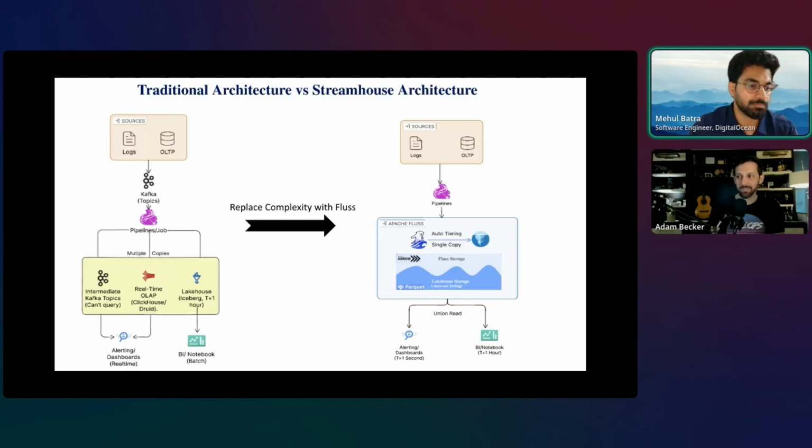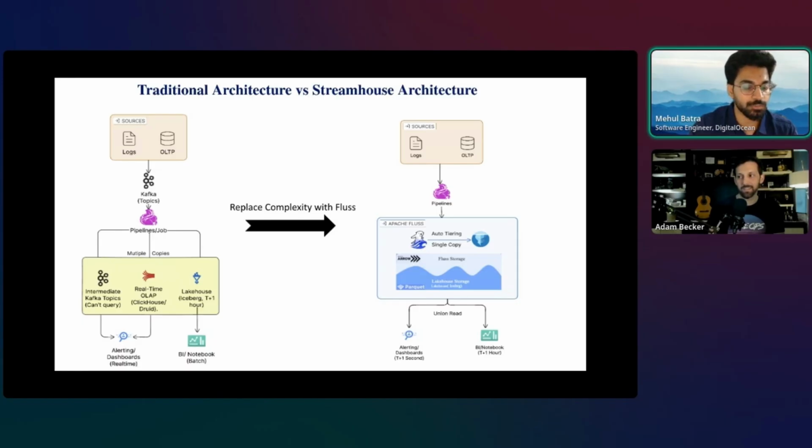In most of your cases, you use Kafka and real-time OLAPs for your alerting or real-time dashboarding, and the Lakehouses are being used for BI analytics or EDA in notebooks. But if you replace it with Fluss today, the complexity goes away. You have the same architecture above where you have logs and OLTP sitting. Via Flink, you can directly read your logs. Via Flink CDC, you can directly read from your OLTP, and Flink has connectors to write directly to Fluss.